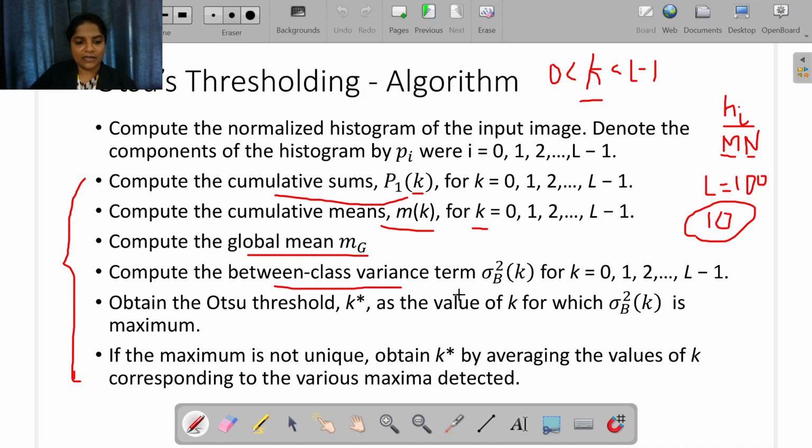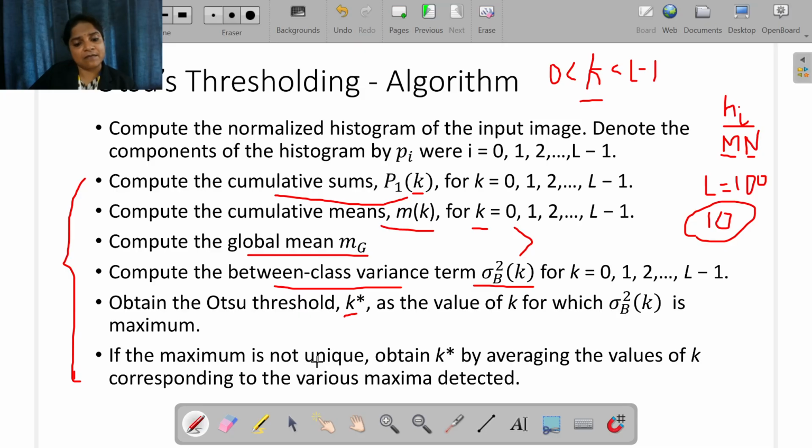So that step is over. So what is the next step? We have to calculate the between class variance for all k values. Then what we will do? We will choose that k value for which sigma b square of k is maximum. Okay. We are going to use that k value for which sigma b square is maximum. That k value is going to be k star, the optimum threshold that we find using Otsu's thresholding.